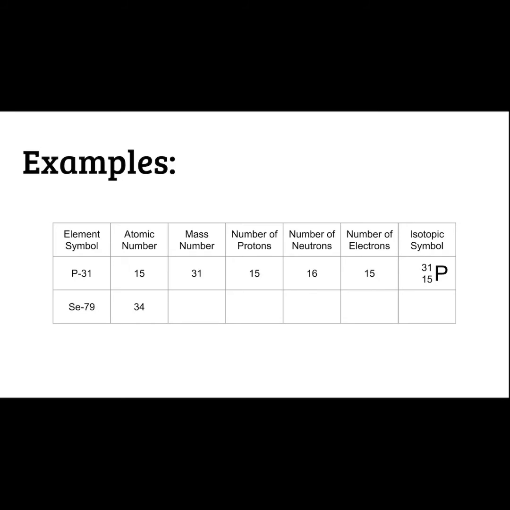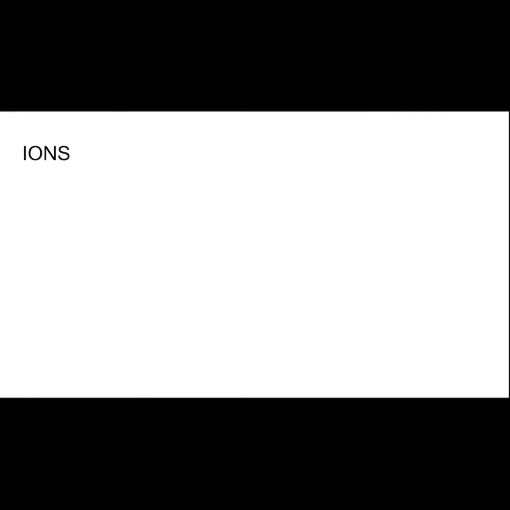Next I have Se-79, so that's element number 34 on my periodic table. My mass number would just be 79. I can fill in my protons and electrons. And then 79 minus 34 gives me 45. My symbol would look like this.